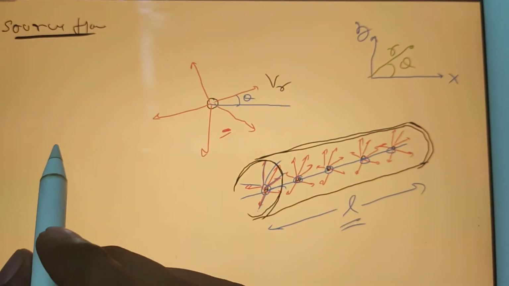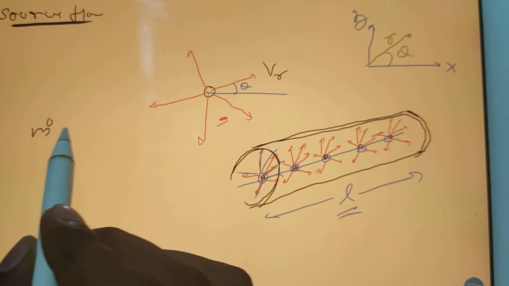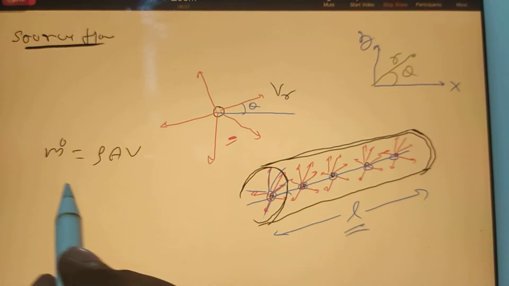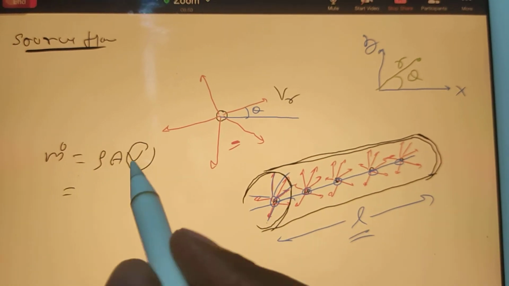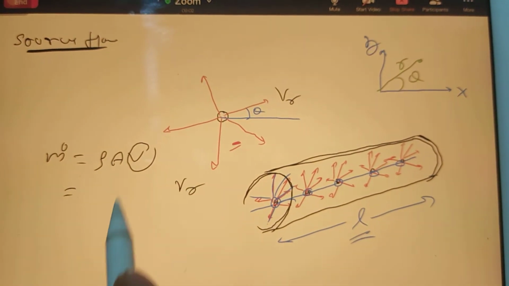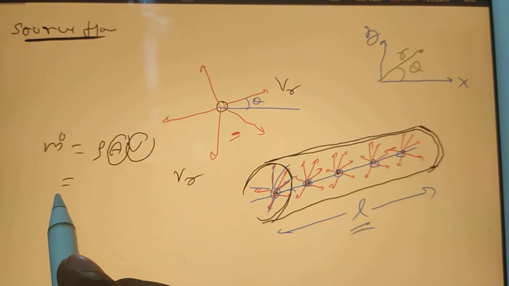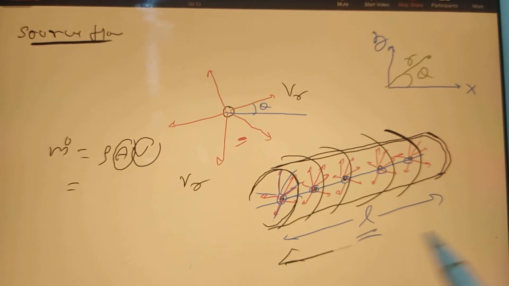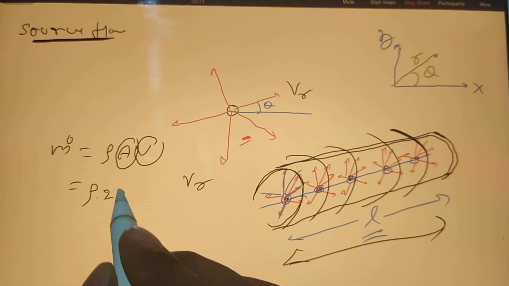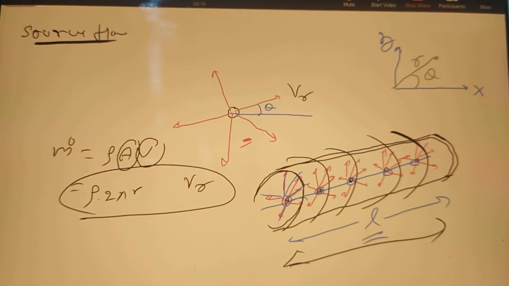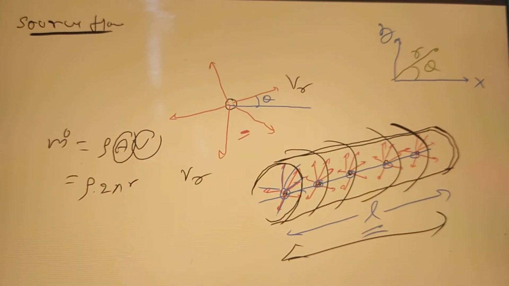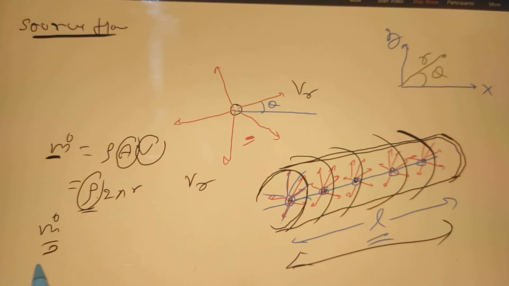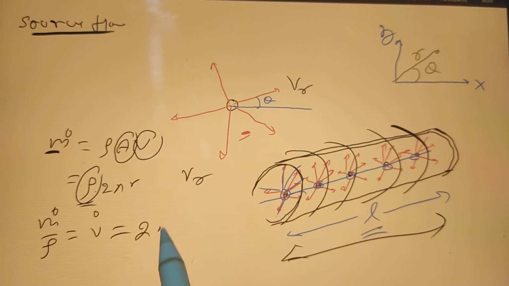If I talk about mass flow rate here, you know what mass flow rate is? Rho A V. This V is your radial velocity, so you can write it as VR. Your area is the curved surface area, CSA, of the cylinder, which is 2 pi r. So rho into 2 pi r VR, this total formula becomes your mass flow rate. After that, you send this density below, so mass flow rate by density is nothing but volume flow rate. What remains is 2 pi r into VR.